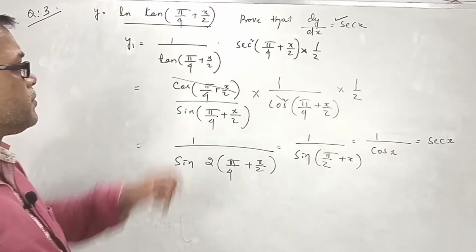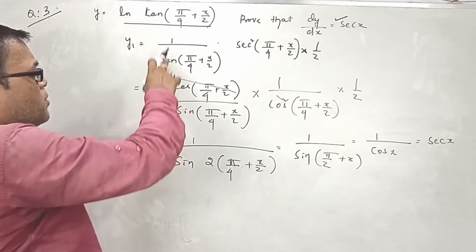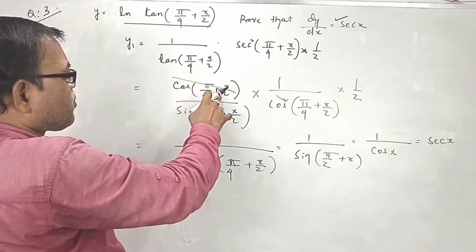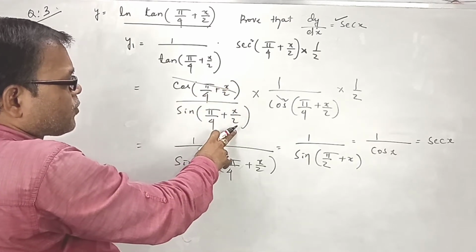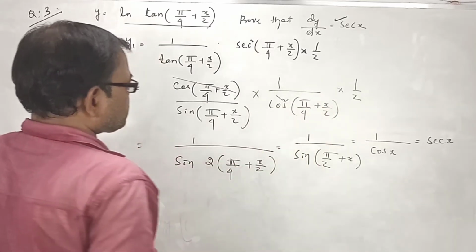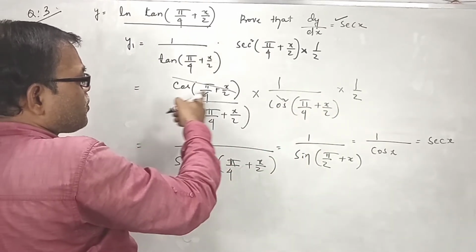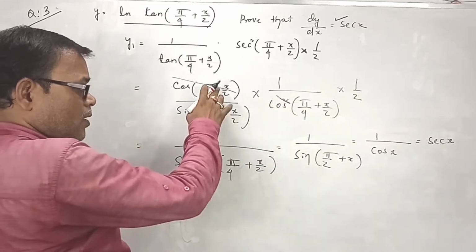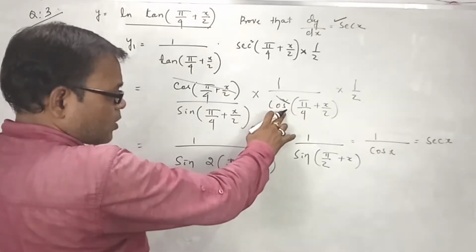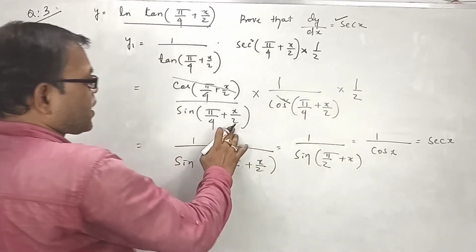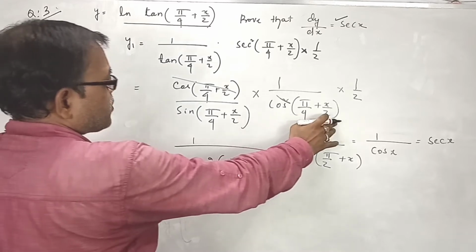We applied the chain rule here. So this becomes 1 by 10, it is cot. Cot means cos of pi by 4 plus x by 2 divided by sin of pi by 4 plus x by 2. Sec square is 1 by cos square, times 1 by 2. Cos of pi by 4 plus x by 2 over cos square pi by 4 plus x by 2 will be 1 over cos, so cos will be cut down from here. So the answer becomes 1 upon 2 into sin of pi by 4 plus x by 2 into cos of pi by 4 plus x by 2.